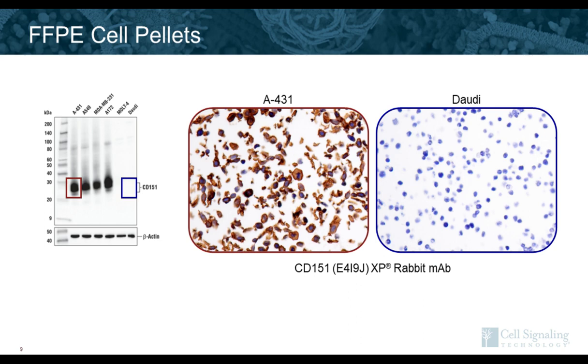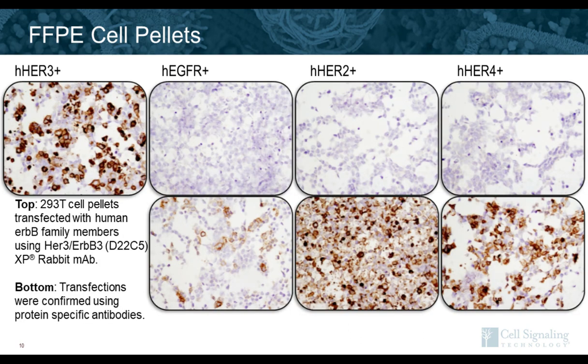As I mentioned before, we often start with an FFPE cell pellet model. These cell pellets are fixed, processed, and embedded just like tissue samples. Cell pellets can serve as a useful first step in validation, as they provide a system with known protein expression. In this example, you can see that this clone performs well by IHC and Western blot on cell lines of known positive and negative CD151 expression.